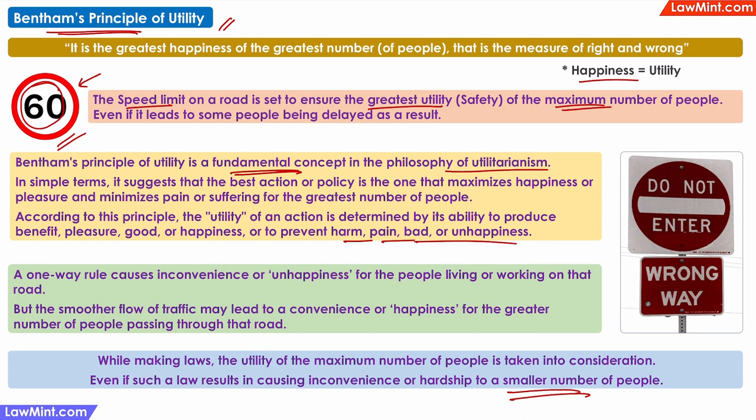Another example that I've experienced is when a street near my house was converted into a one-way. Since I had to frequently go to a shop on that street, it became an inconvenience for me because I had to go around and drive almost an extra 2 kilometers to enter the street from the other side. Similarly, all the people who had offices or shops on that street were inconvenienced. But the one-way created a utility for a much higher number of people who were using that street by reducing the traffic jams that used to happen on that street.